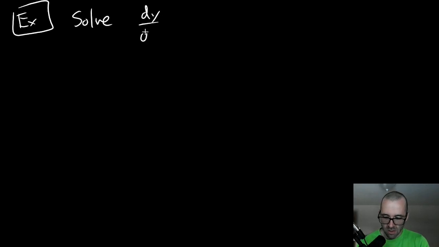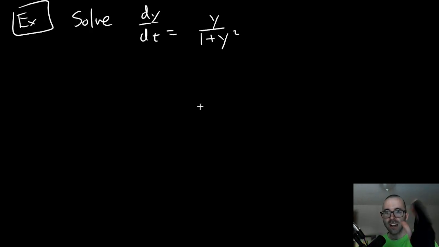All right? Are there more? Let's look at another example. Solve this other differential equation, dy/dt equals y over 1 plus y squared. Another autonomous ODE. To solve this one by hand, you're going to have to use a substitution. And you'll get some, well, I won't tell you what you're going to get. Pause the video right now.